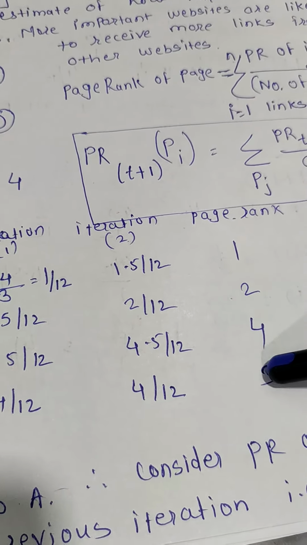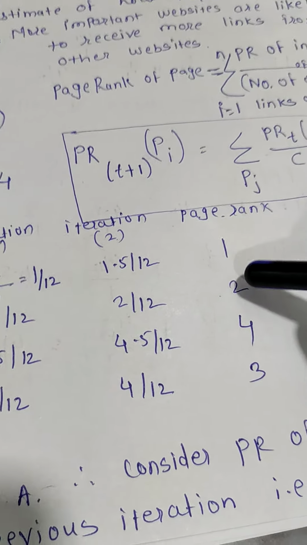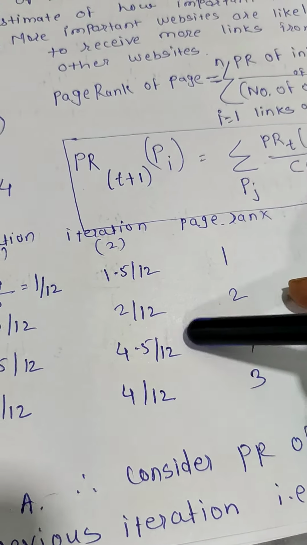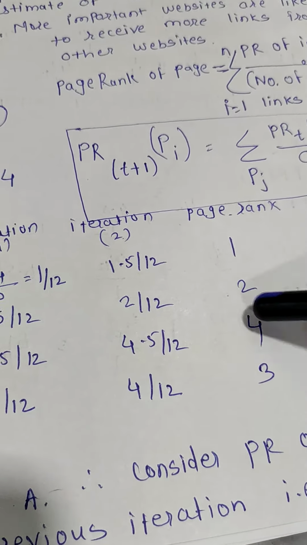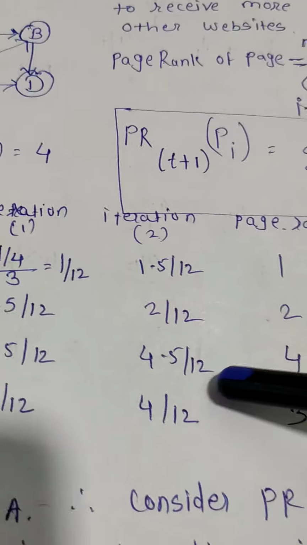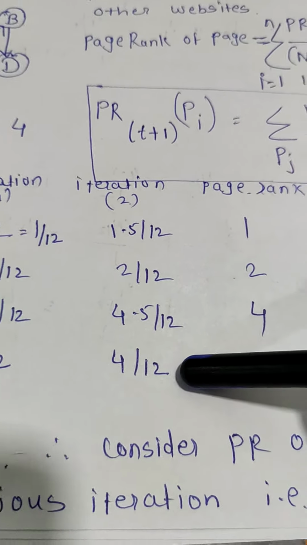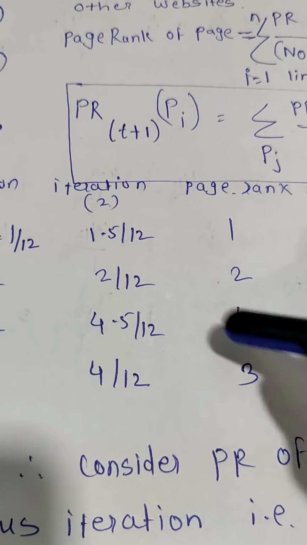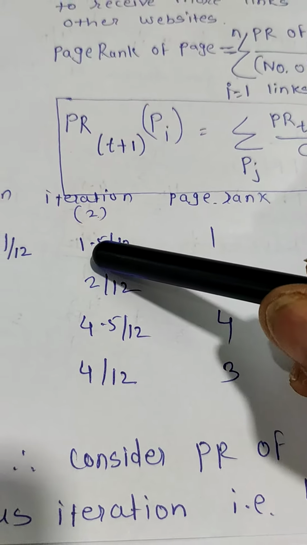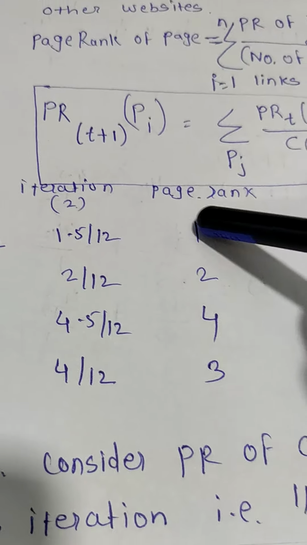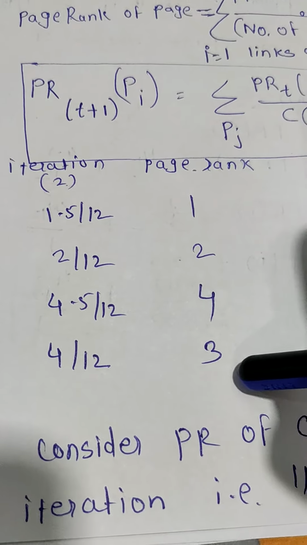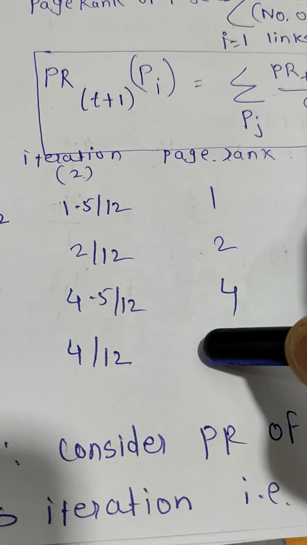So we have 4 pages, so our ranking is 4, 3, 2, 1. For C site we have more page rank, therefore we have ranked that site as a 4. Then we have 4 divided by 12 for D, so we have 3. For B we have 2 and for A we have ranked as a 1. So page rank of C is more than all other sites. From this we can get this conclusion.